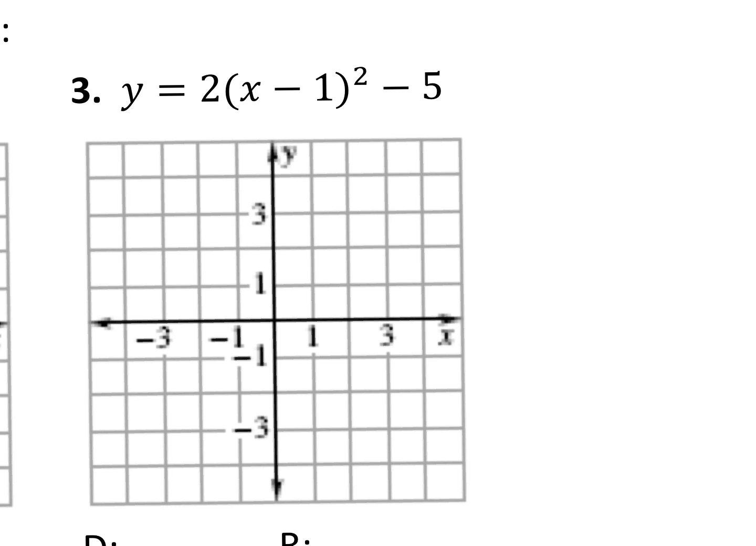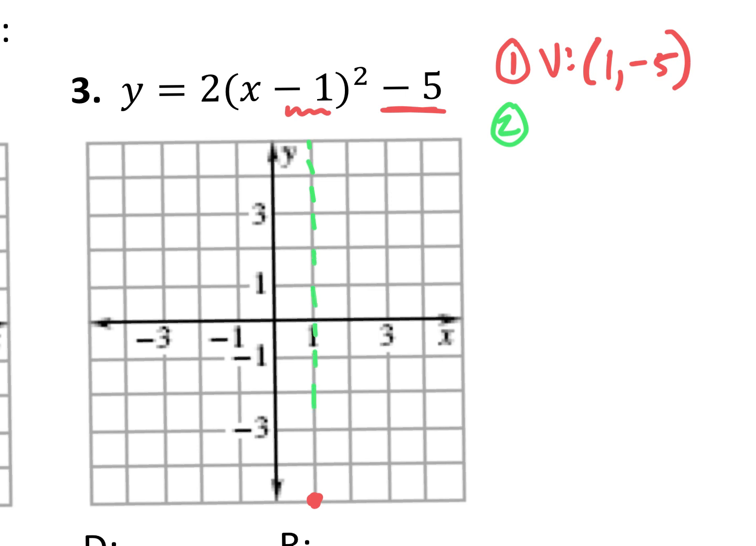So most of you already finished it. We're going to begin with the vertex. The vertex is the coordinate opposite of -1. That's +1. Take -5 for what it is. So the vertex is +1, -5. That's way down here. The second thing to do is to draw your axis of symmetry. And you could give the equation of that vertical line, which is x equals 1.